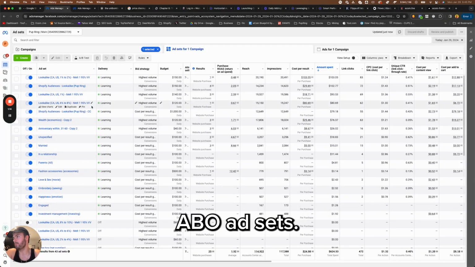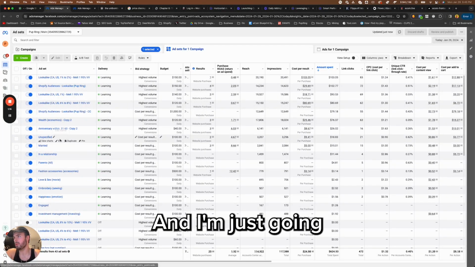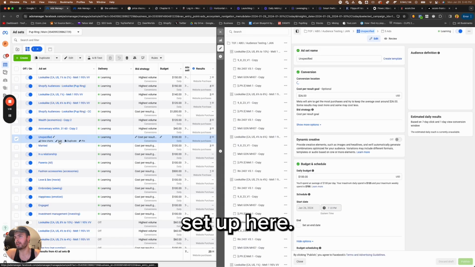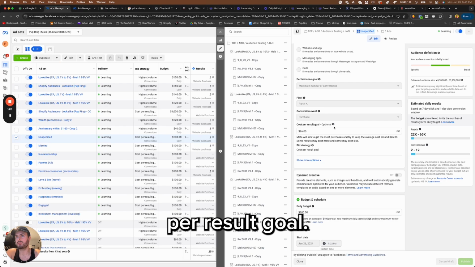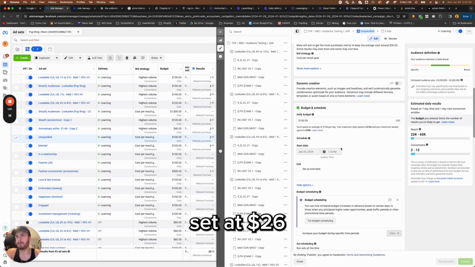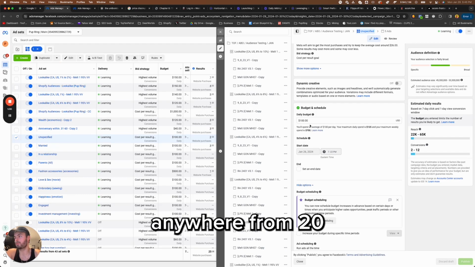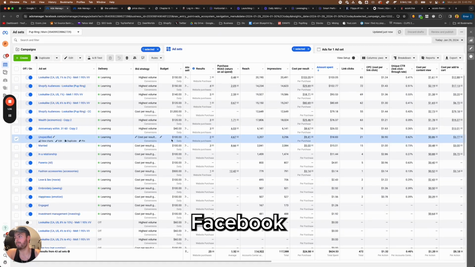These are all ABO ad sets. And I'm just going to show you quickly how I have it set up here. But you just essentially have a cost per result goal, and I have mine set at $26. And then I have the budget at $100. You know, this could be anywhere from $20 to a couple $1,000. It just really depends on how Facebook is spending the budget with your cost cap in mind.